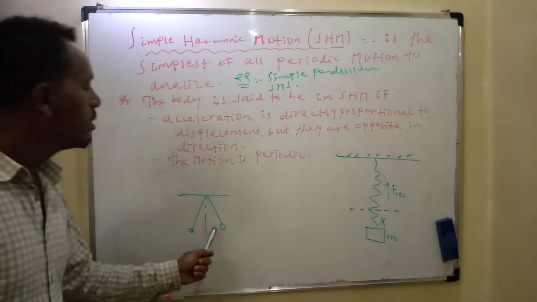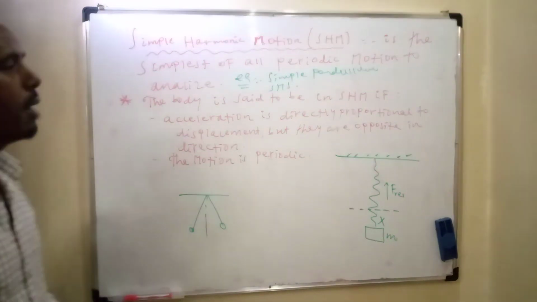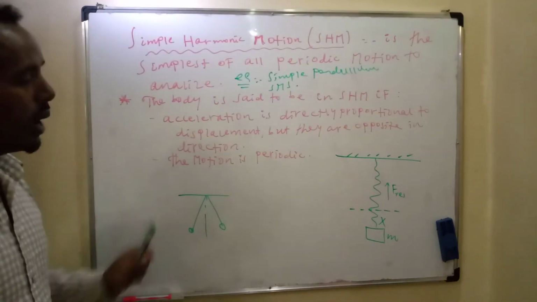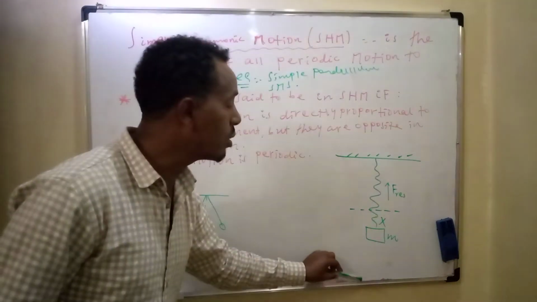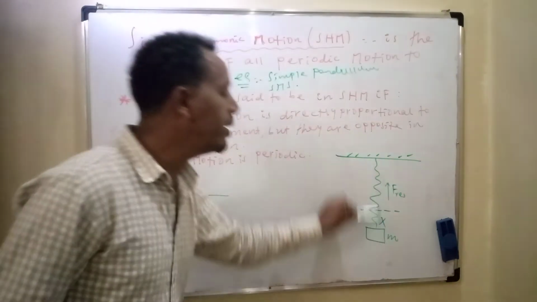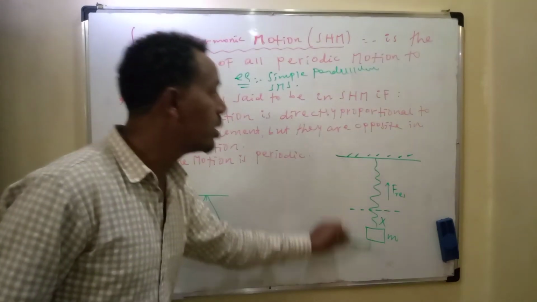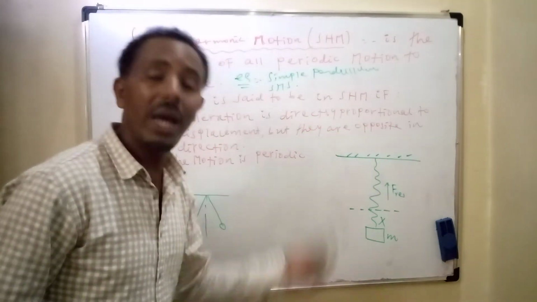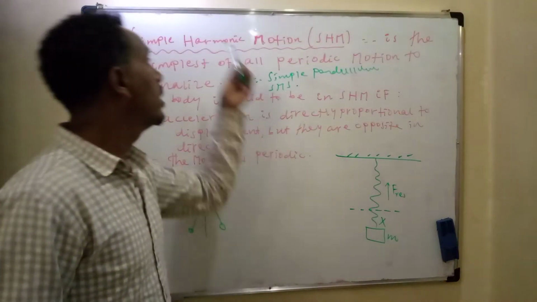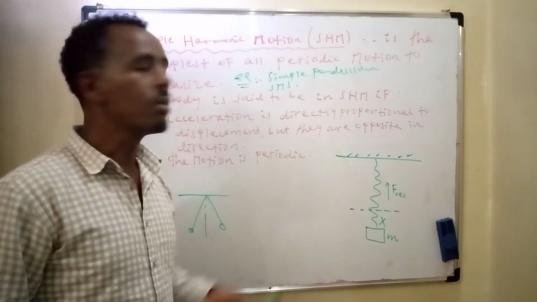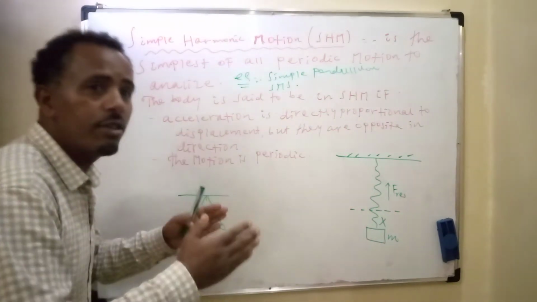Because of this, the simple pendulum is simple harmonic motion, or periodic motion. In a similar way, a spring mass system oscillates up and down. It repeats itself at a regular interval of time, moving up and down. Because of this, it is periodic motion. Since it is periodic, it is simple harmonic motion. Therefore, to be simple harmonic motion, it must be periodic.